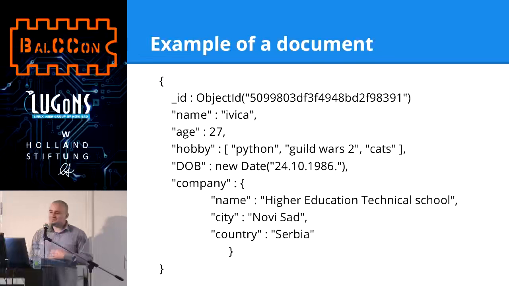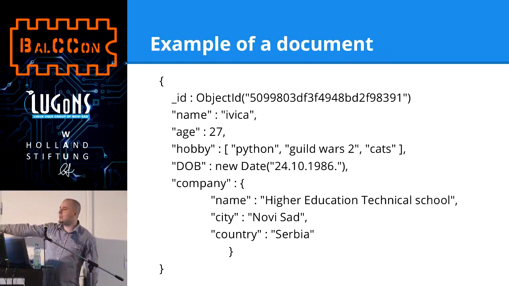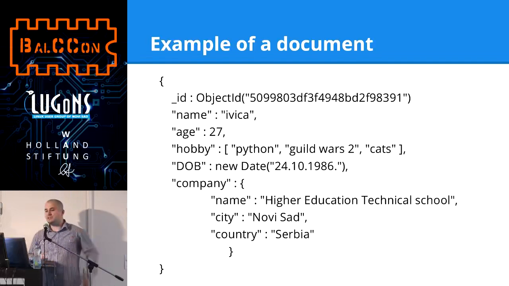This is a simple example of a document which, by the way, describes me. Wow. As you can see from top to bottom, there is an underscore ID field, which is the primary key, and the data type of that field is a special data type called ObjectID. It's a MongoDB defined data type. And as I've said, from top to bottom, there are various data types such as strings, integers, arrays, date, time, and there is a nested document, company, which is inside of a parent document.